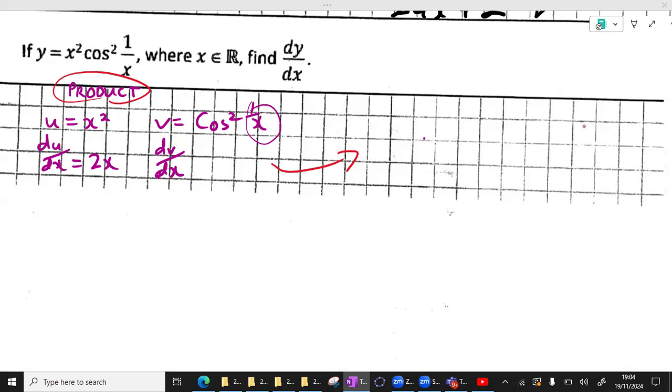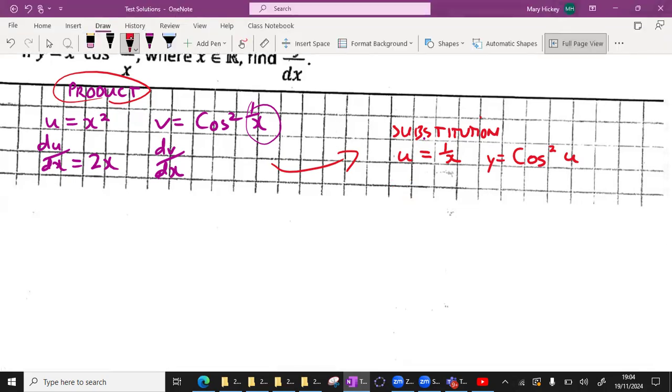So we're going to use some substitution here. So if I use substitution, I'm going to let u equals 1 over x. So what ends up happening is I have cos, so y is equal to cos squared u. Now, with this one, my substitution is 1 over x. So my du dx, in fact, before I do my du dx, I need to move that up. So sorry, I will just backtrack there slightly.